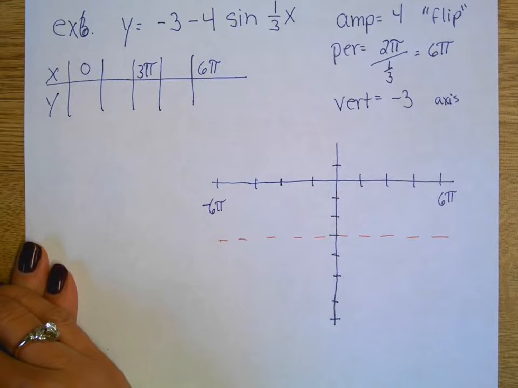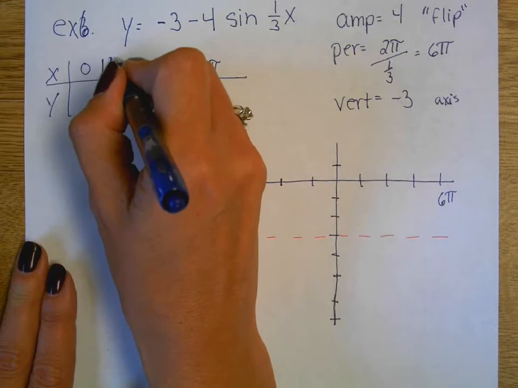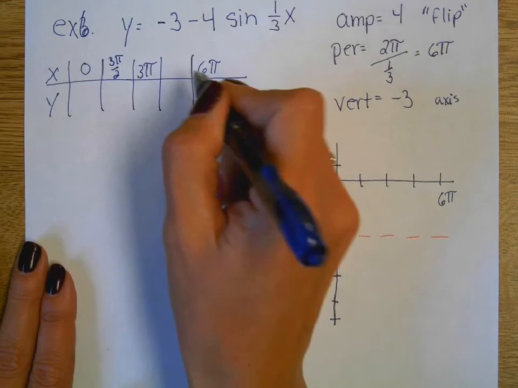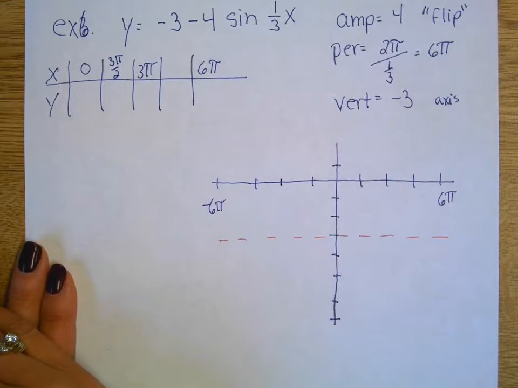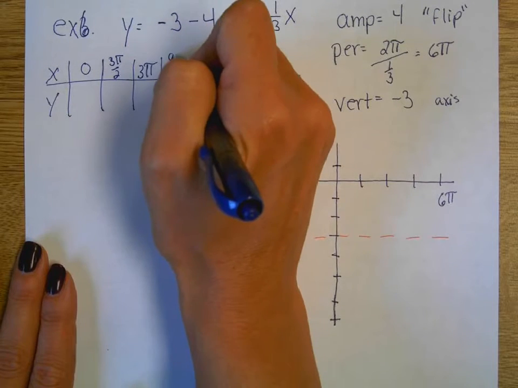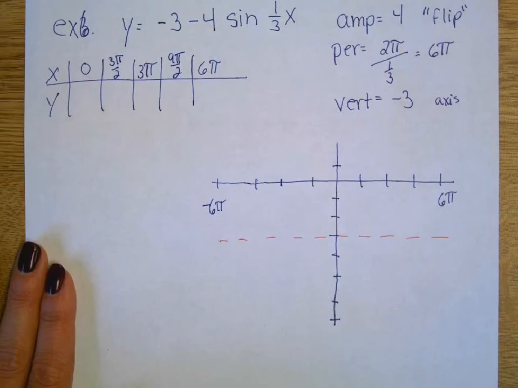Okay, what's in the second spot? Should not be challenged by this one at all. 3 pi over 2. How about the fourth spot? 9 pi over 2. You add them and you divide by 2. You're averaging, so it's 9 pi over 2. Okay, we are doing sine.